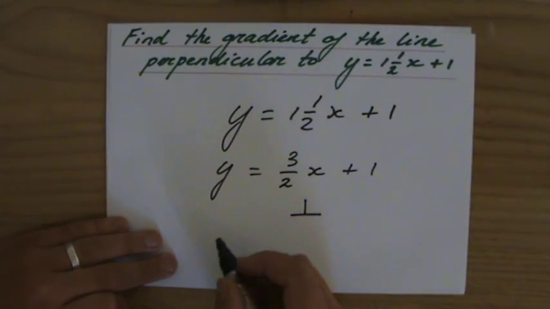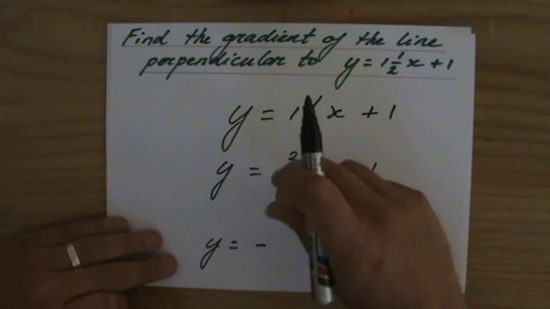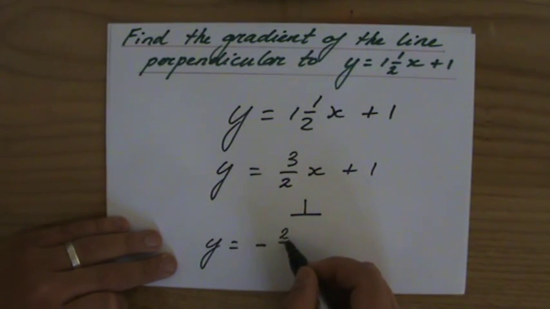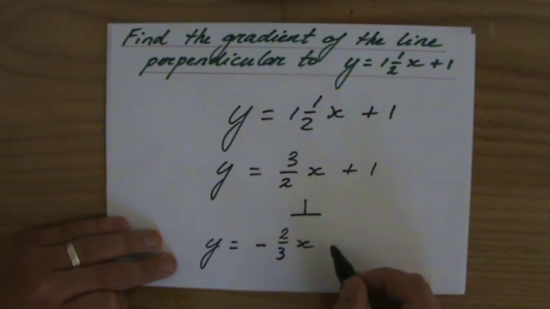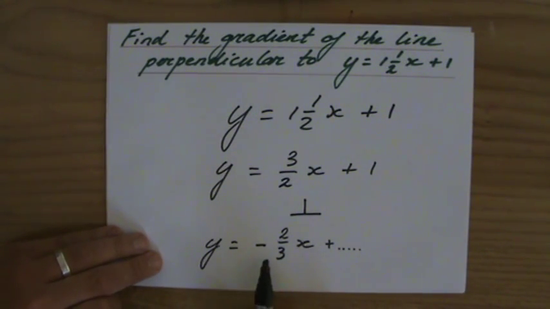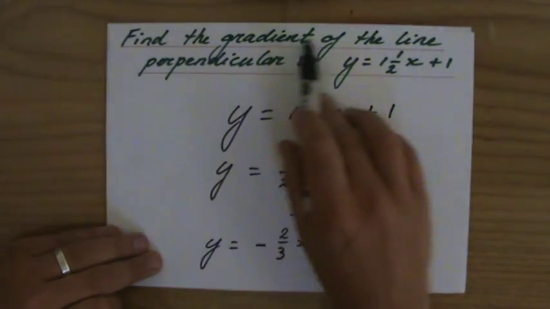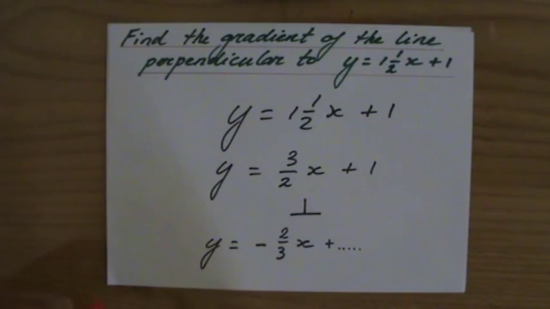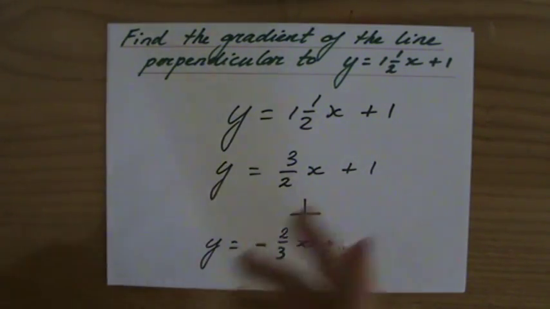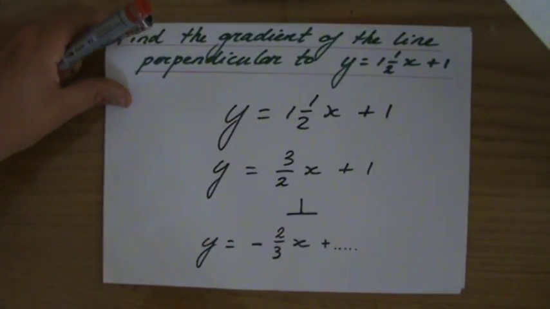perpendicular to a line which has a gradient of minus, the negative and then the reciprocal, 2 over 3, x plus or minus whatever. The y-intercept doesn't matter, but the gradient is the negative reciprocal. So the gradient of the line is minus 2 over 3. That's the answer.